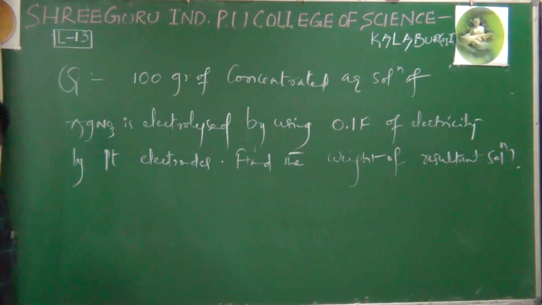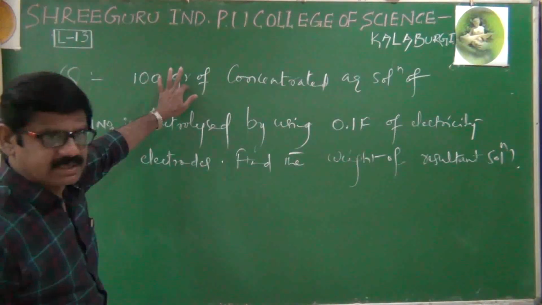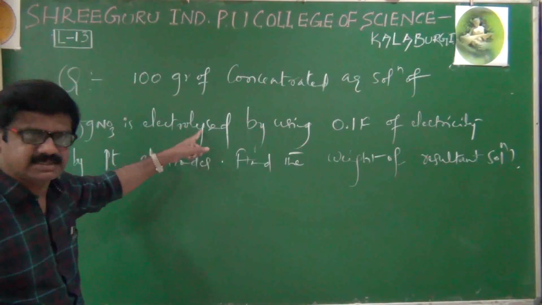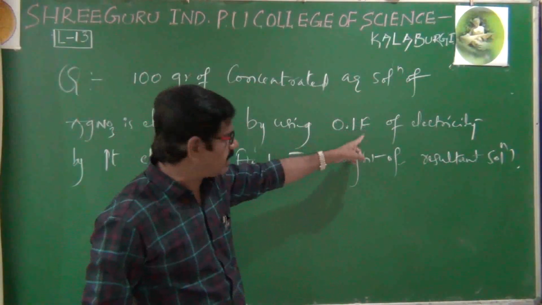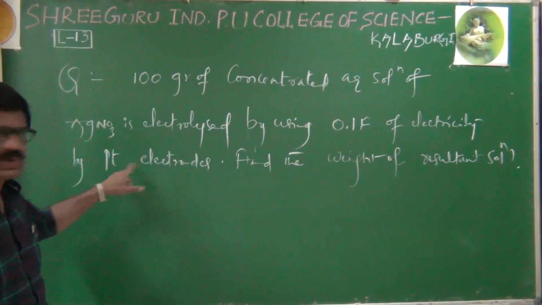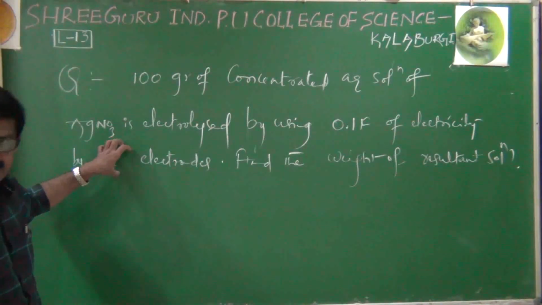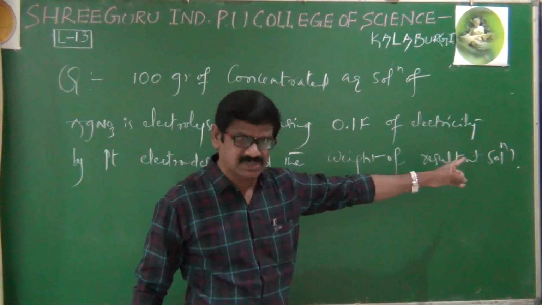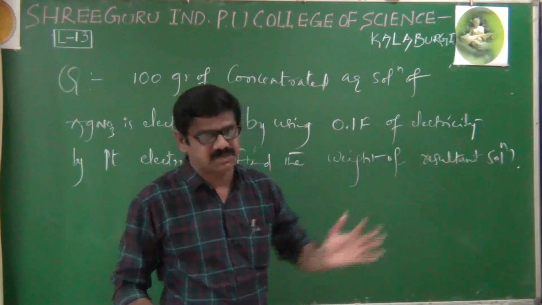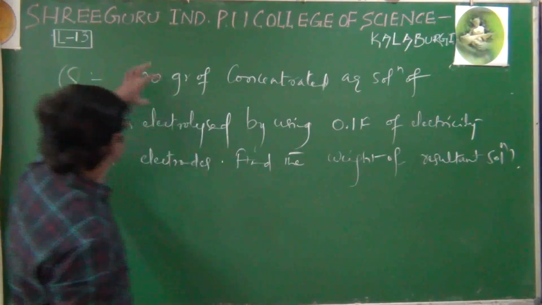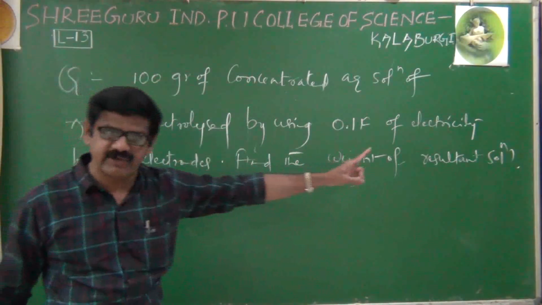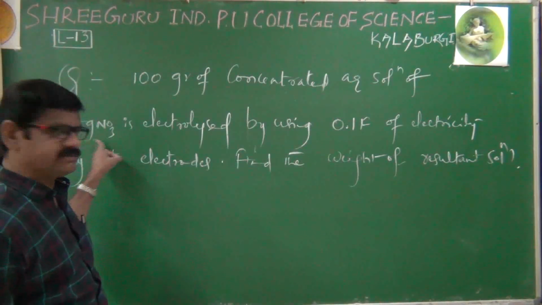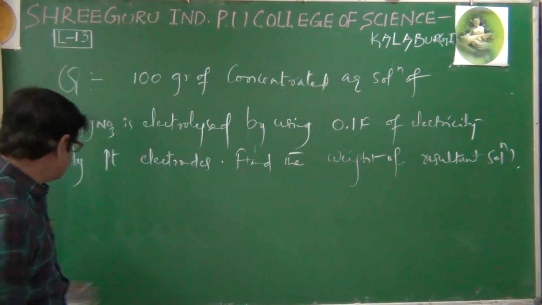We'll try to understand the given data. First of all, 100 grams of concentrated aqueous solution of silver nitrate is electrolyzed by using 0.1 Faraday of electricity, and of course platinum electrodes. Platinum is nothing but inert electrodes. And find the weight of the resultant solution. The resultant solution is nothing but the final remaining solution; its weight is asked. Initial weight is given, and we have to calculate the final weight. That's all. First we'll just recall the electrolysis process of aqueous silver nitrate. Then the answer.